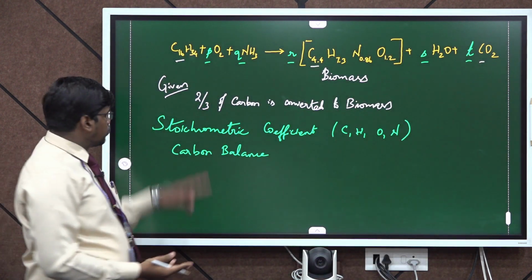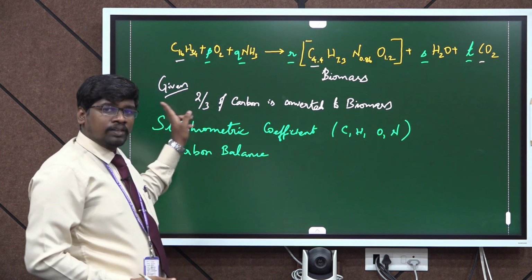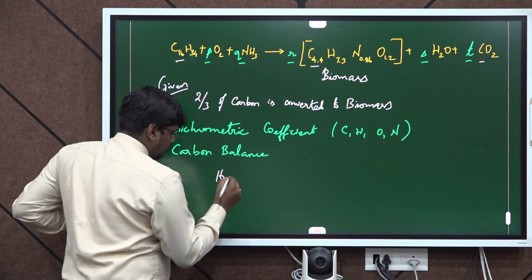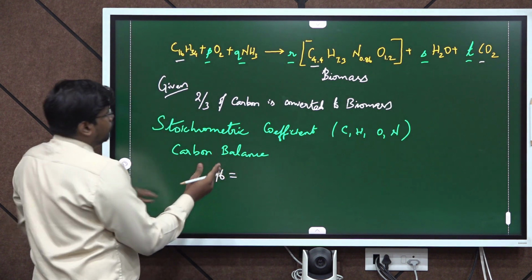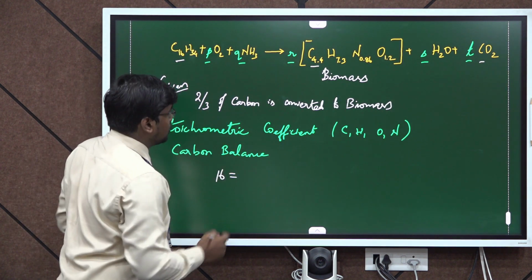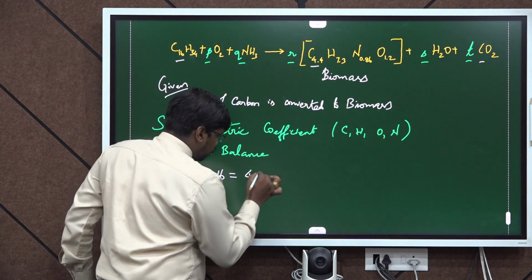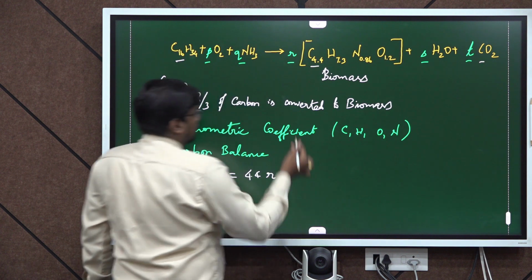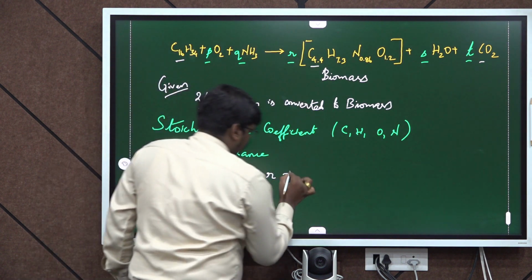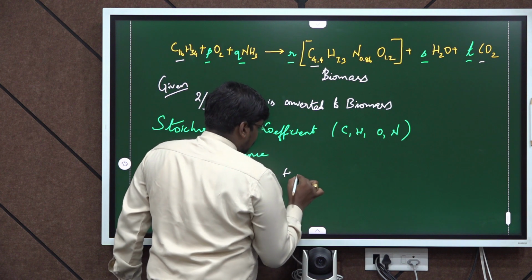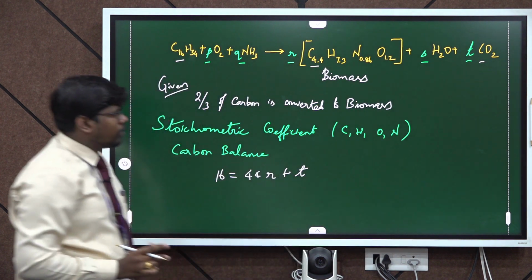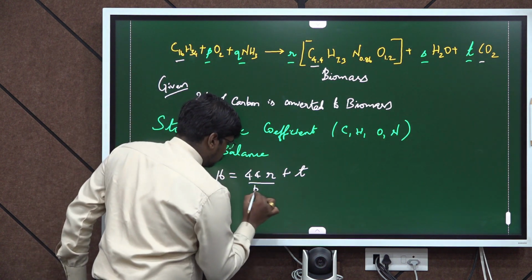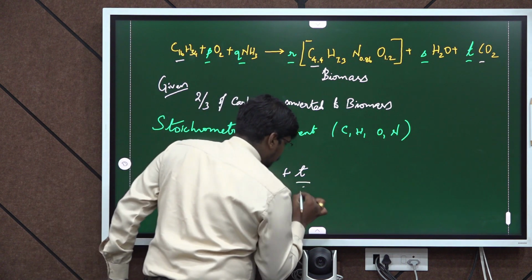So we know that 2/3 of the carbon atoms initially present is converted to biomass. So what we can assume is 16 carbon atoms present in the substrate is converted into 4.4 carbon atoms of the biomass. I am taking the coefficient R, and for 1 carbon atom present in the carbon dioxide, I am taking the coefficient T. So this comes from the biomass and this comes from the CO2.